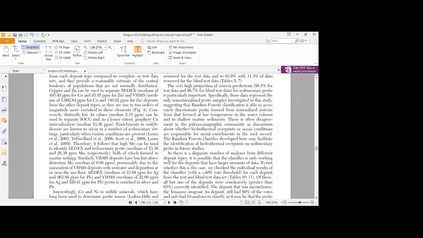And I don't know if the blind test is necessary, because they have a test data set and the blind test data set. There are two accuracy results in the conclusion, right? For the test part and the blind test part. So I don't know how they compare these two numbers.